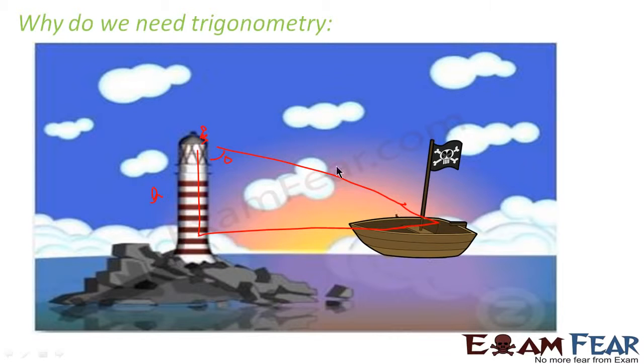You're standing in a tower, one boat is coming, you want to find the distance of the boat, or you want to find the speed of the boat itself. Those things you can also find using trigonometry.